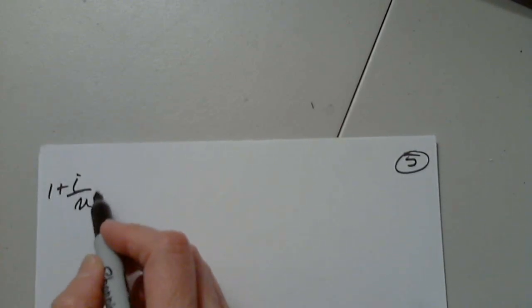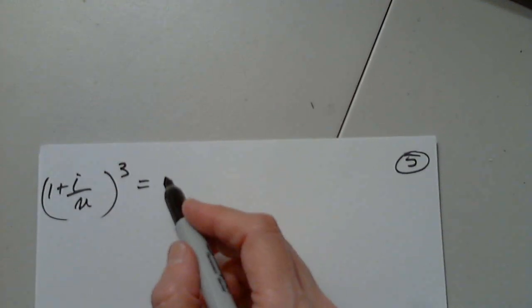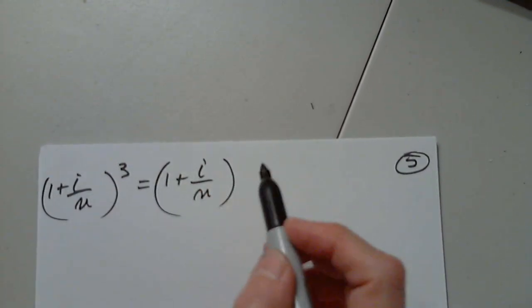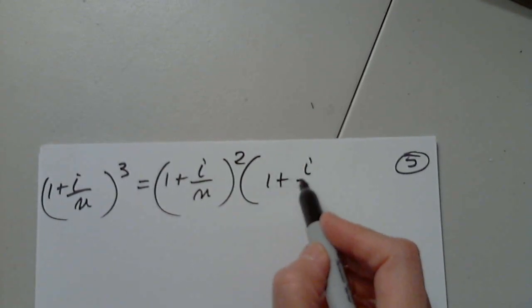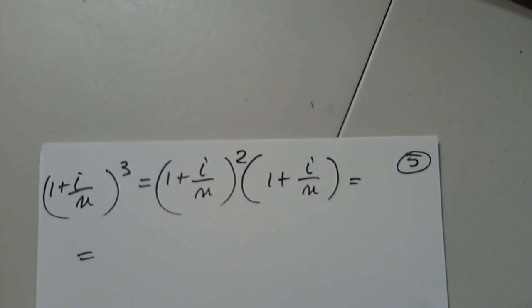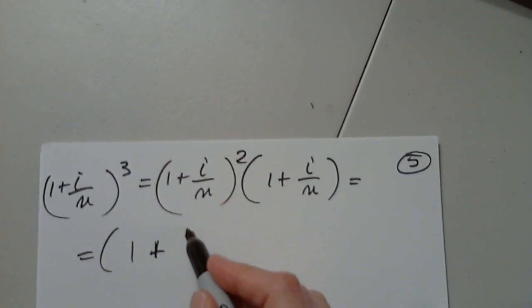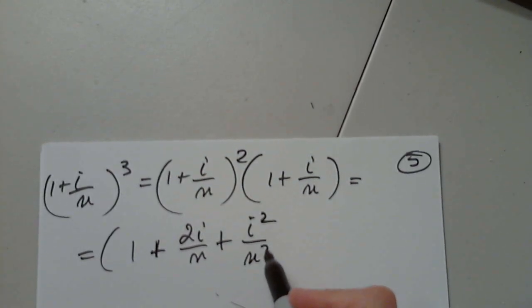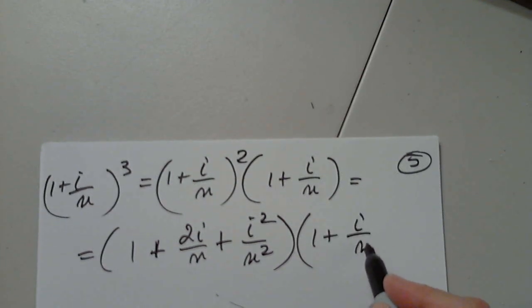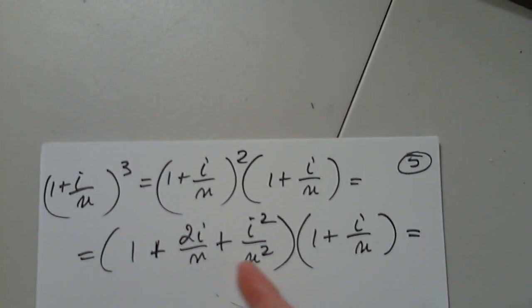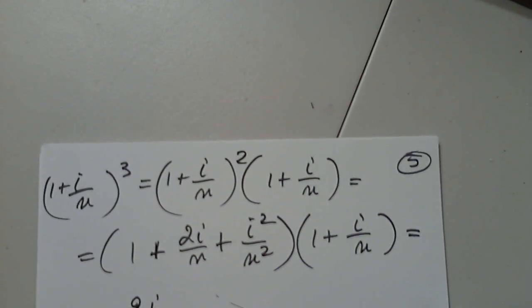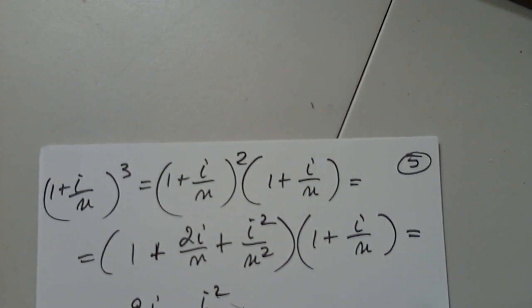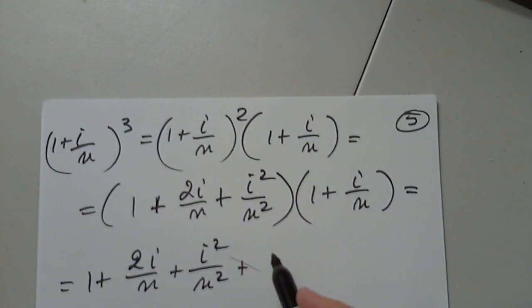One plus i over n to the third power is 1 plus i over n squared times 1 plus i over n. When I square this, I get 3 terms. The first term squared plus 2 times the first times the second plus the second term squared, times this. Now I distribute 1 to these 3 terms. Now I distribute i over n to these 3 terms.